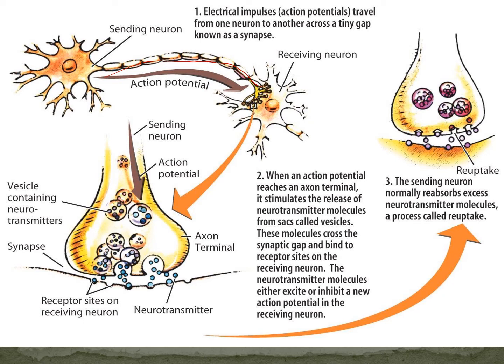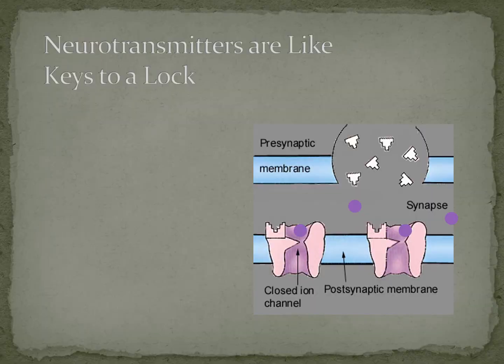The other thing you should know is something called reuptake. The sending neuron normally reabsorbs excess neurotransmitter molecules, a process called reuptake. Not all the neurotransmitters go to the next neuron. Some go back up and reattach to the sending neuron. That is called reuptake.